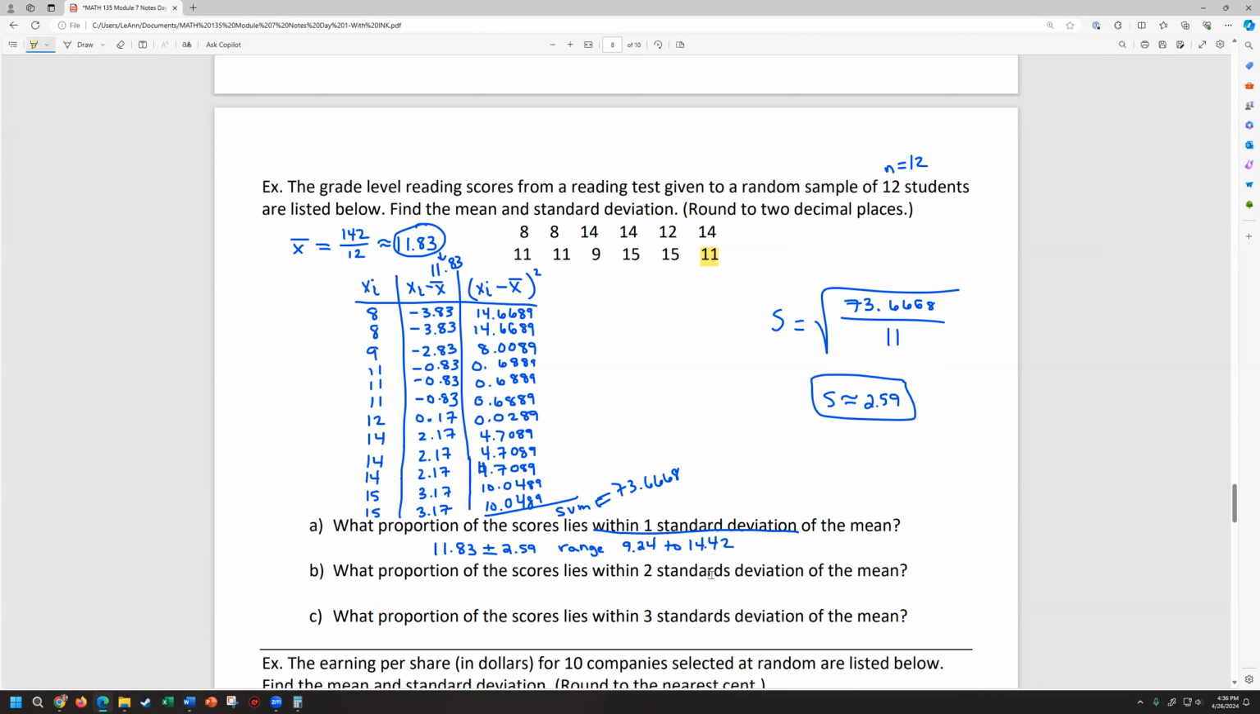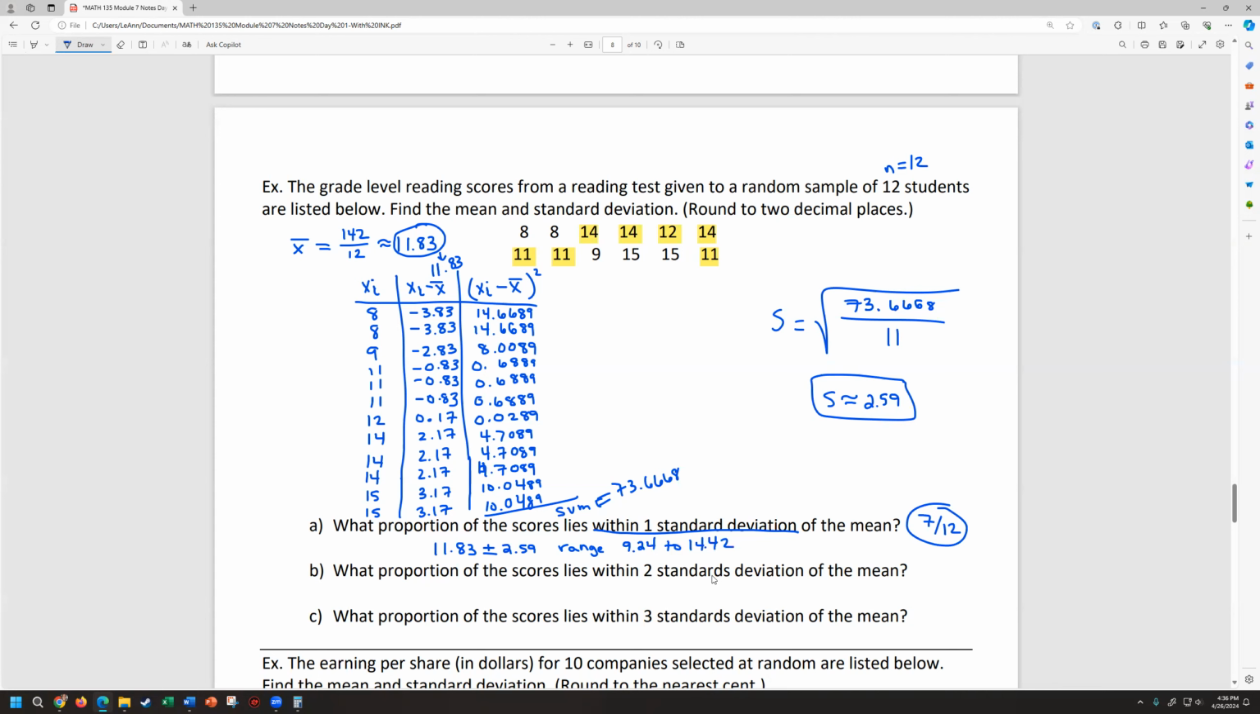But 11 would work. Let's see. 12 is still in that range, and 14, but not the 15, 9, or 8. So that's 1, 2, 3, 4, 5, 6, 7 out of the 12. So the answer they're looking for is 7 elements out of the 12 were within 1 standard deviation of our mean. So a little more than half.